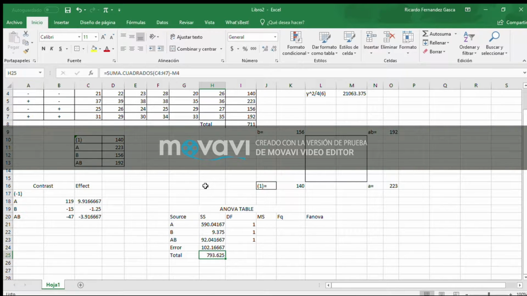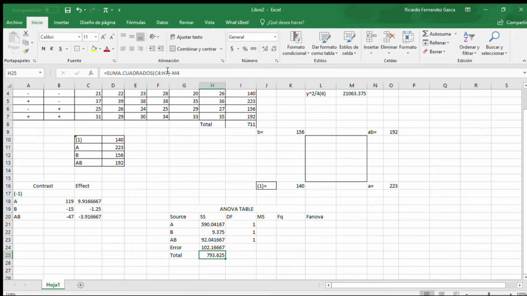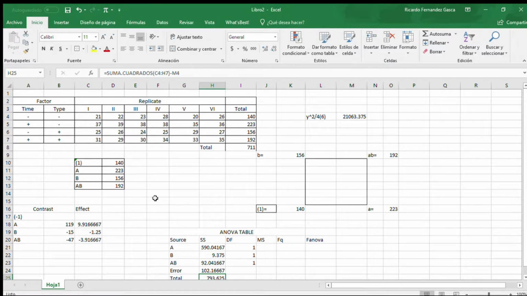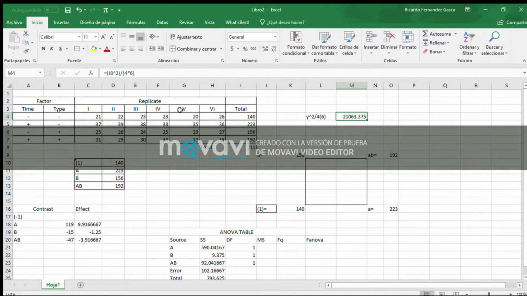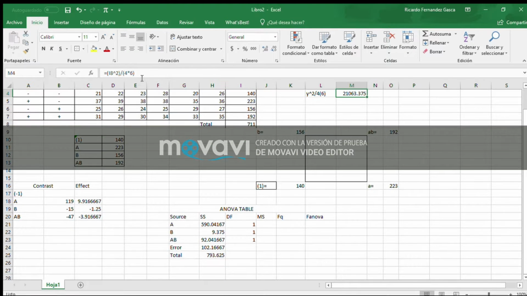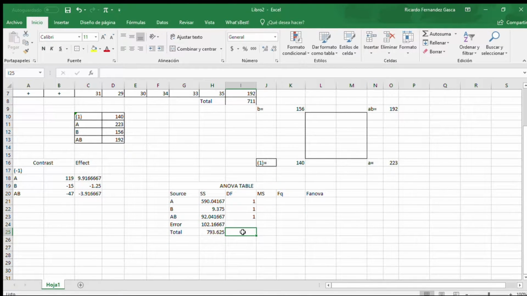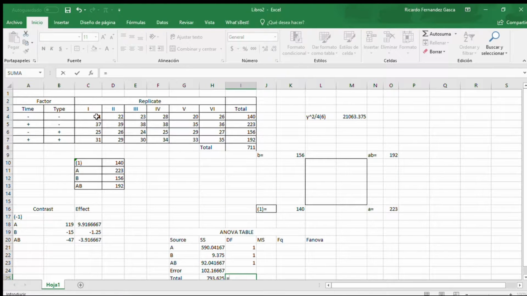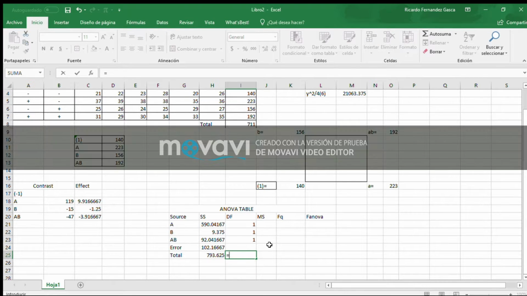Then for the total, we use the formula that we always use in the ANOVA, that is the sum of squares of all the data, and then subtract this number. This number is the sum of all the data squared, not the sum of squares, but the sum of all the data squared, and then divided by 4 times n. And in this case, n is 6. Then the degrees of freedom is all the data minus 1. So in this case, we have all these 6 replicates and 4, so it's 4 by 6, so it's 24 minus 1. It's 23. So the degrees of freedom of the error are the degrees of freedom total minus the ones of the source.